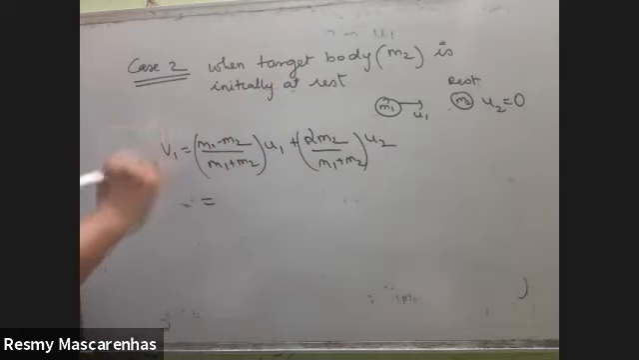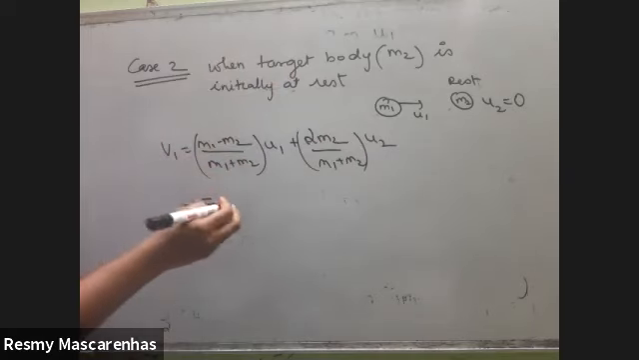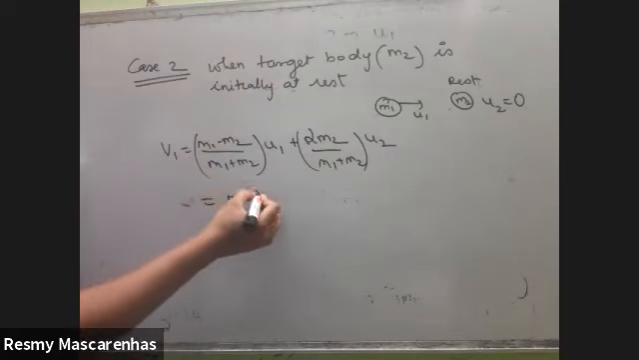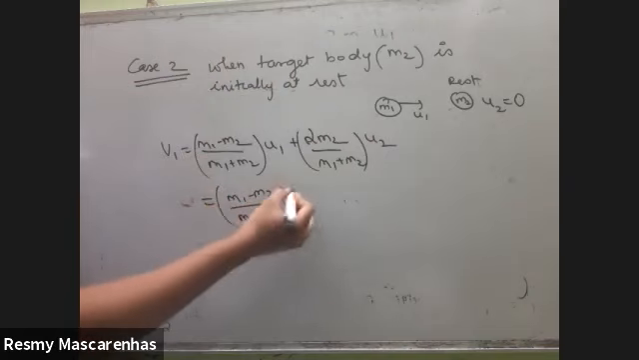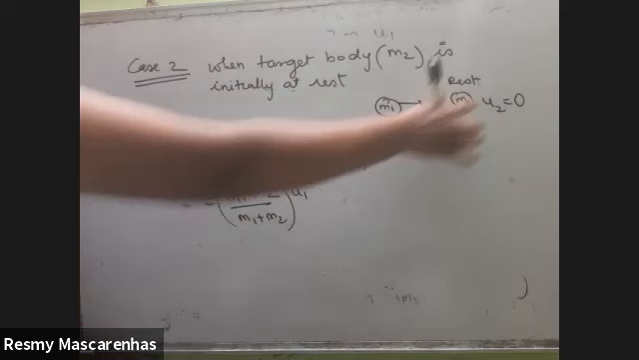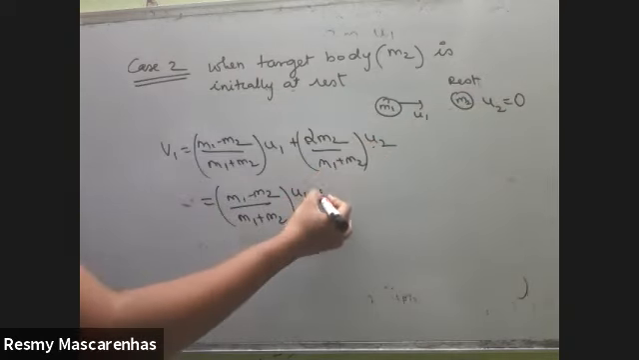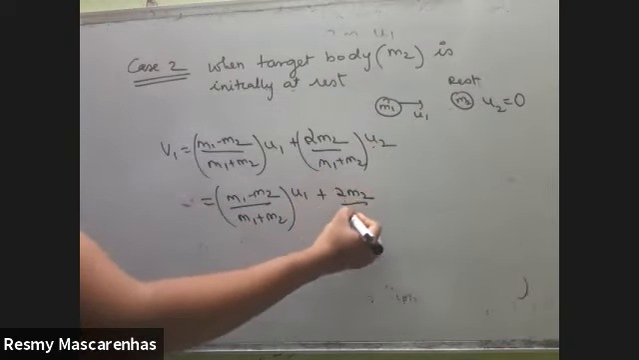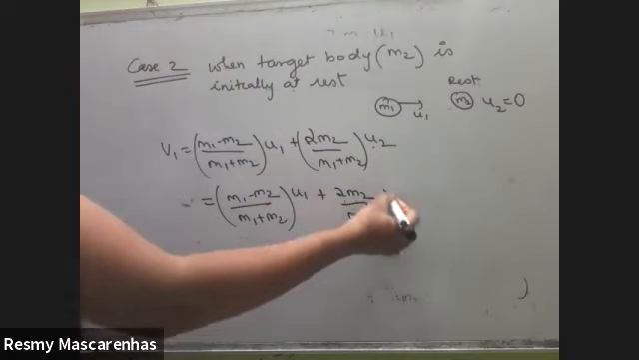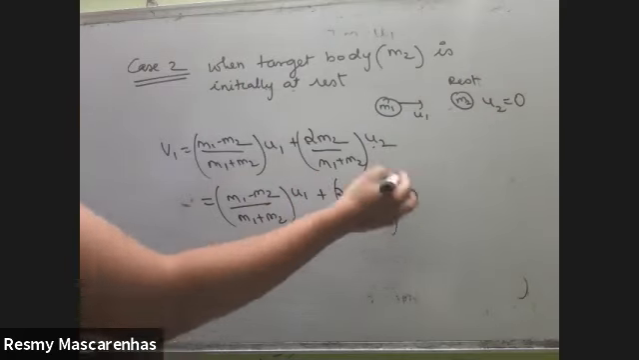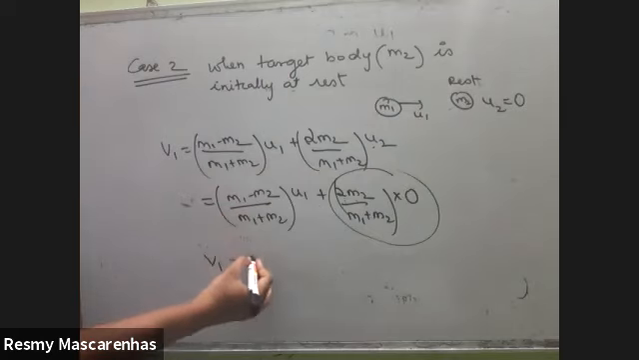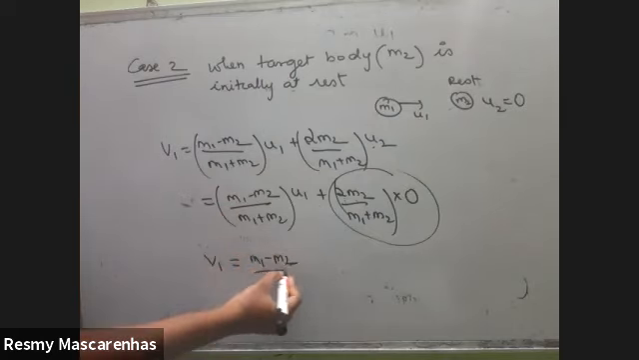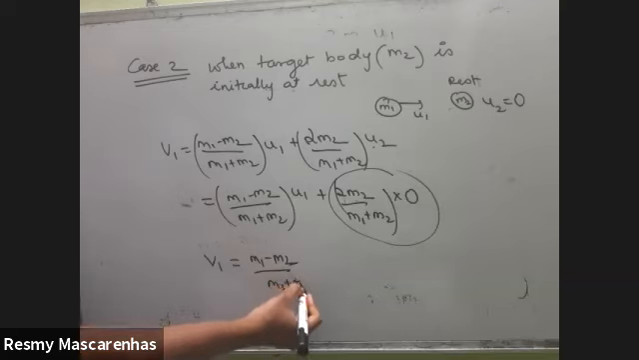Okay, now the masses are not the same. Now it is different: M1 minus M2 upon M1 plus M2. Now U2 will be 0, so substitute this as 0. So this whole term will go. So basically V1 will be only this part, M1 minus M2 upon M1 plus M2 times U1.